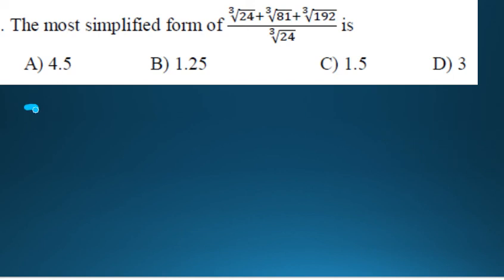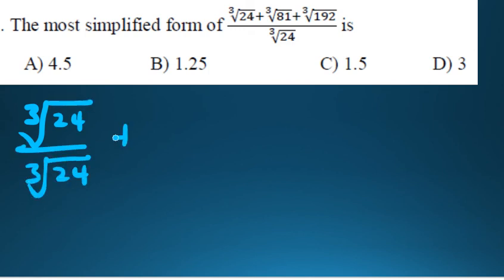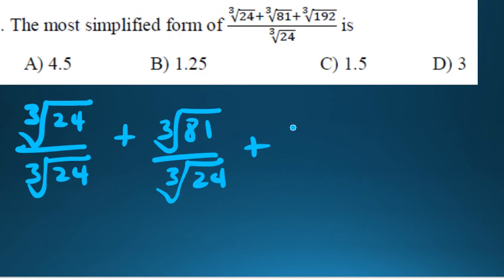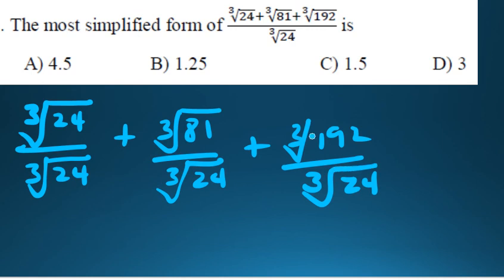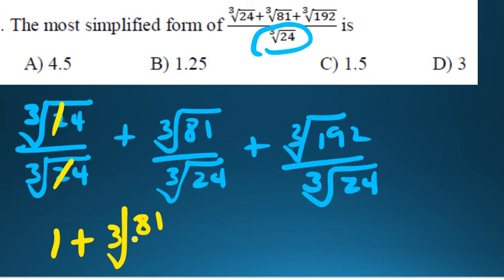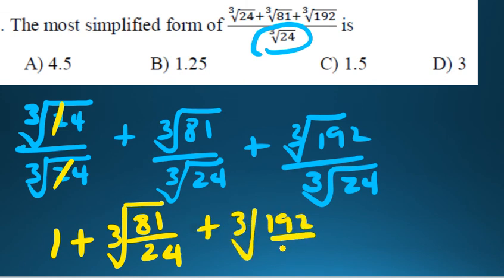Therefore, what can I do? Cube root of 24 over cube root of 24 plus cube root of 81 over cube root of 24 again plus cube root of 192 over cube root of 24. We can write it this way. What did I do? I just gave the cube root denominator to each of them. Next step, you can cancel this, just one left, plus you can put them together in one cube root of 81 over 24 plus again cube root of 192 over 24.